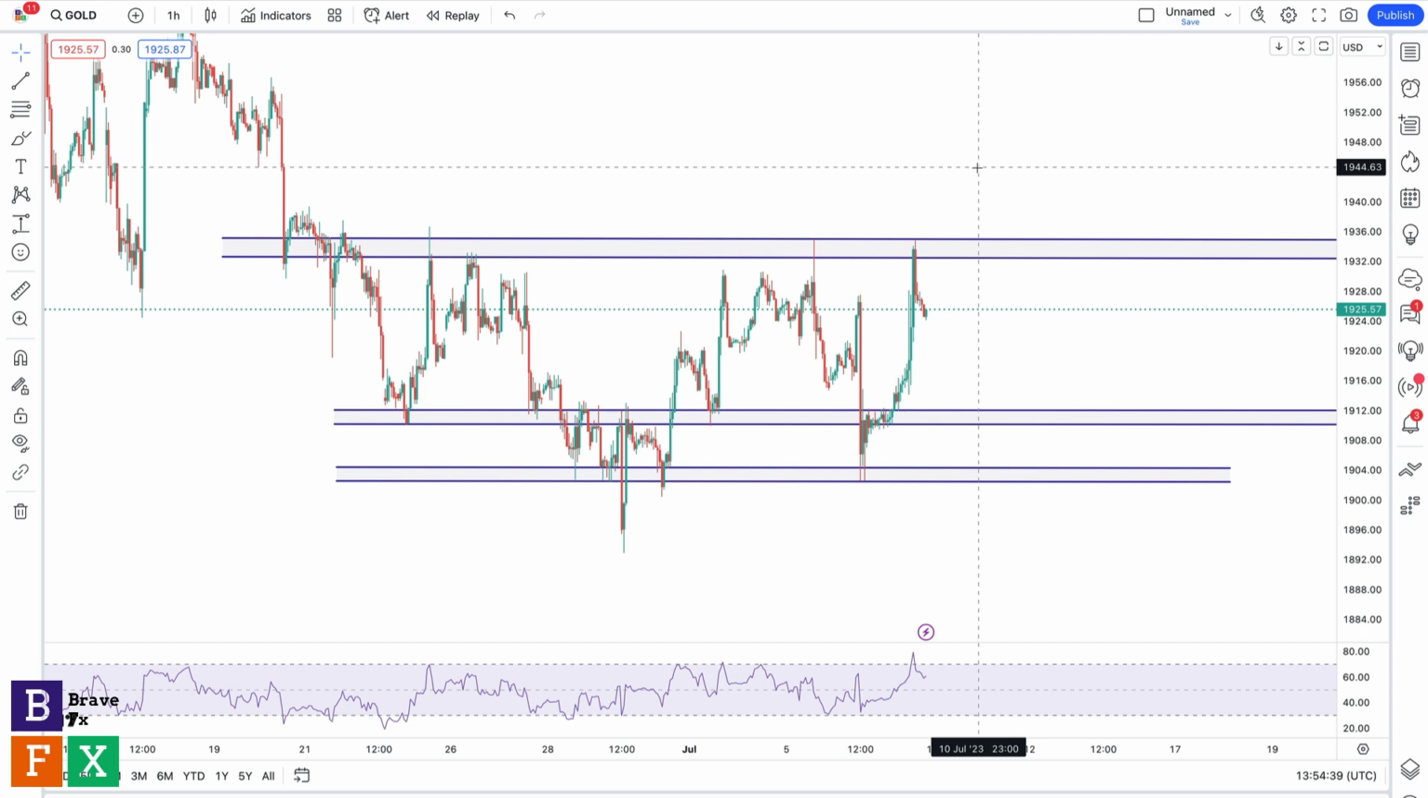So this is a good chart on a 1 hour time frame, and we're going to try to see if we can spot out possible trade opportunities to get you prepared for the week ahead.